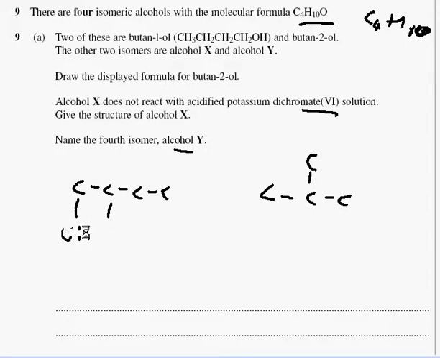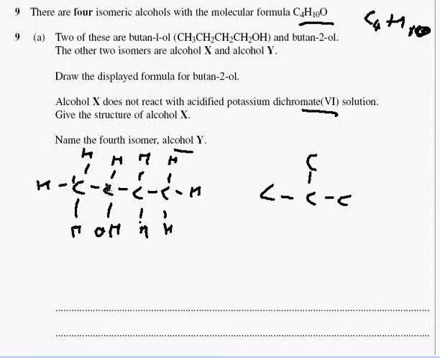So what I'm going to do is rub that out nicely. I'm going to put my OH group, my alcohol functional group, on this carbon atom here. And I'm going to drop in all my hydrogens, just like this. As I said, it doesn't matter which side you put it on, as long as it's the second carbon. Here I've numbered it 1, 2, 3, 4. I could have gone the other way.